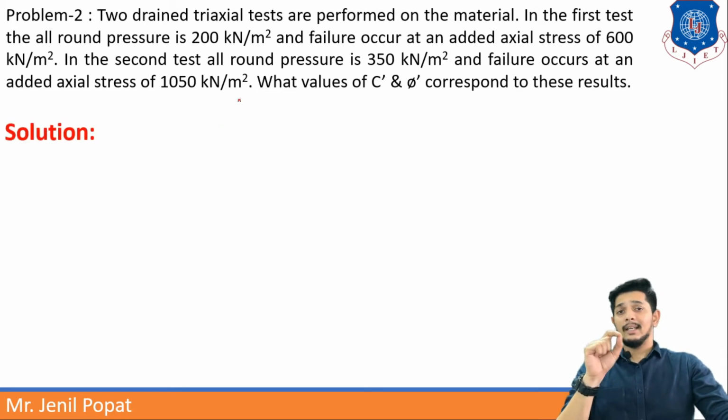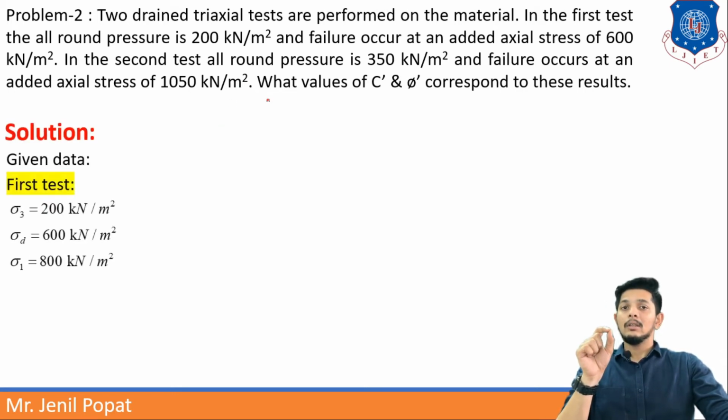For that, let us write out given data first. Here you are provided with sigma 3 and sigma d for the first test and second test. So for first test, sigma 3 is given as 200, which is all-round or cell or confining pressure, and sigma d, deviator stress, that is 600 kilonewton per meter square. So sigma 1 is total of both, right? Sigma 1 is sigma 3 plus sigma d, so it will be 600 plus 200, 800.